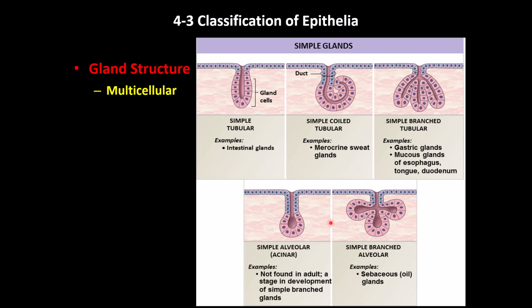Then the alveolar or acinar ones are two types. One is simple alveolar, which is not that important in adults, and simple branched alveolar, which you can see in the sebaceous gland that produces oil. So this is one gland here, one gland here, one gland here, but they have only one duct, and then the secretion goes to the surface around here.